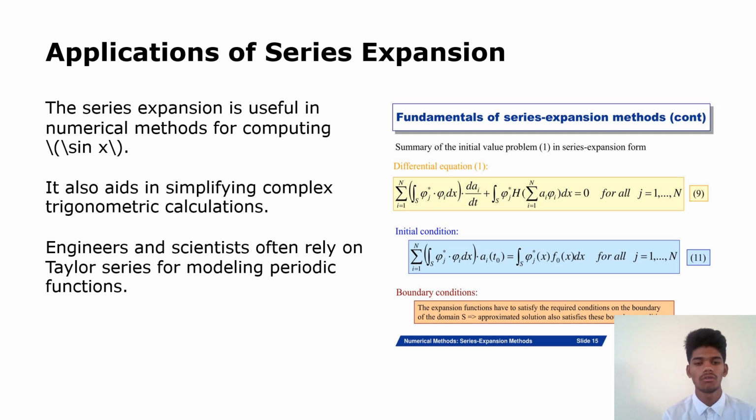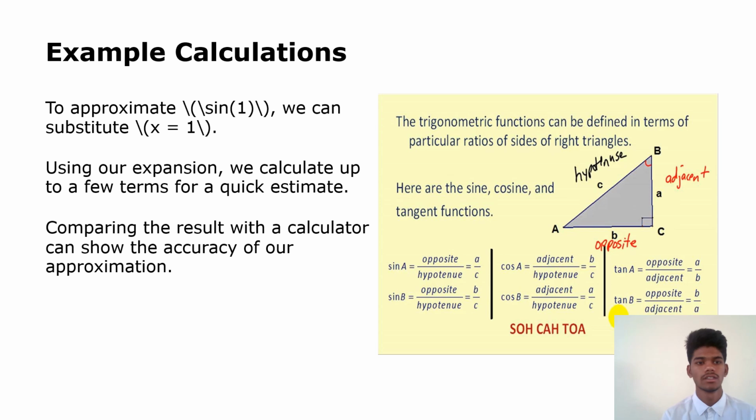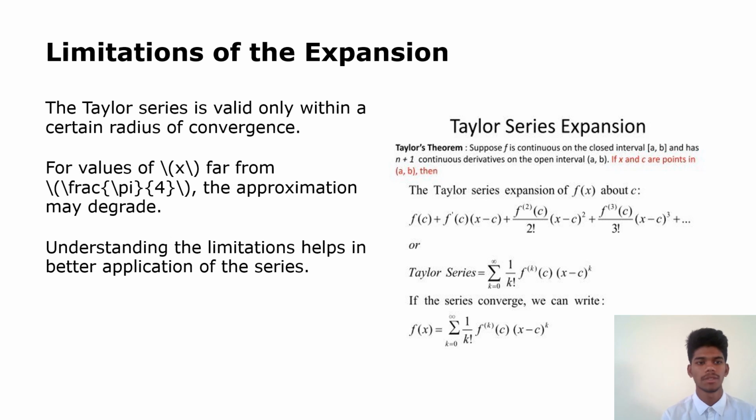Engineers and scientists often rely on Taylor series for modeling periodic functions. Example calculations. To approximate sin of 1, we can substitute x is equal to 1. Using our expansion, we calculate up to a few terms for a quick estimate. Comparing the results with the calculator can show the accuracy of our approximation. Limitations of the expansion. The Taylor series is valid only within a certain radius of convergence. For values of x far from pi by 4, the approximation may degrade. Understanding these limitations helps in better application of the series.